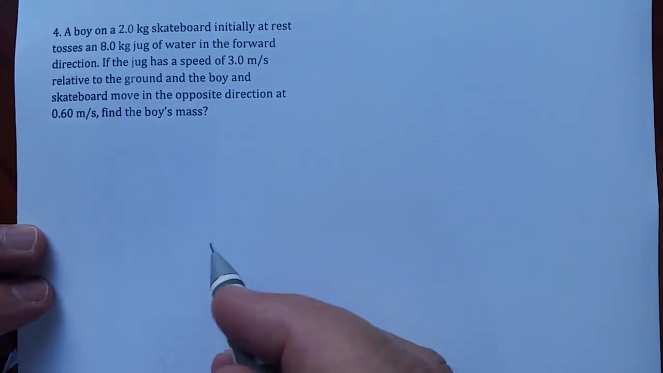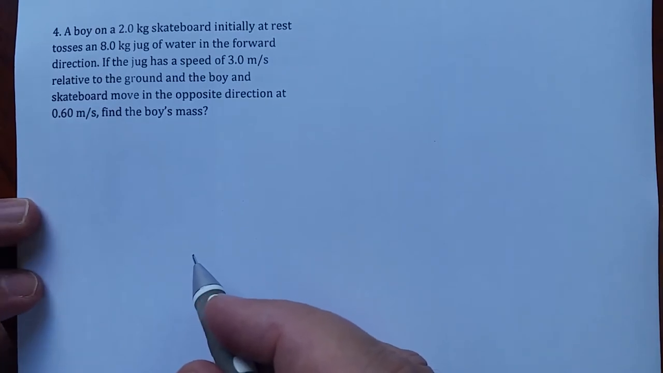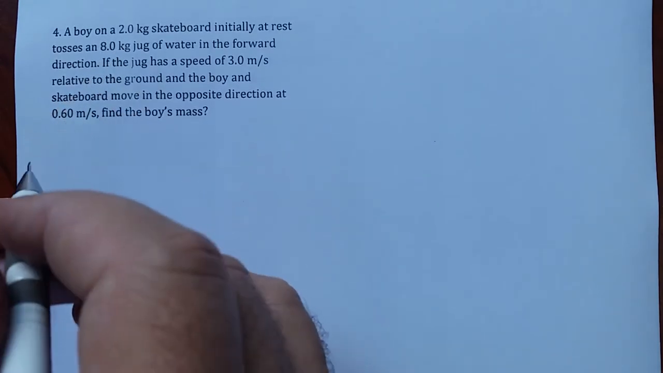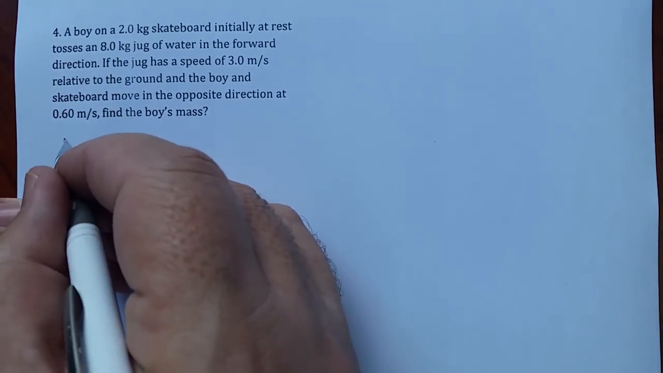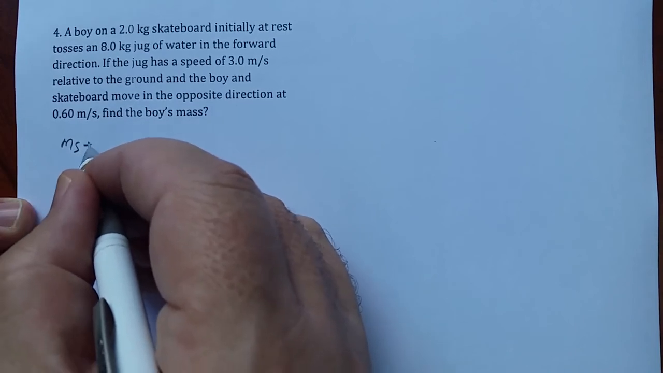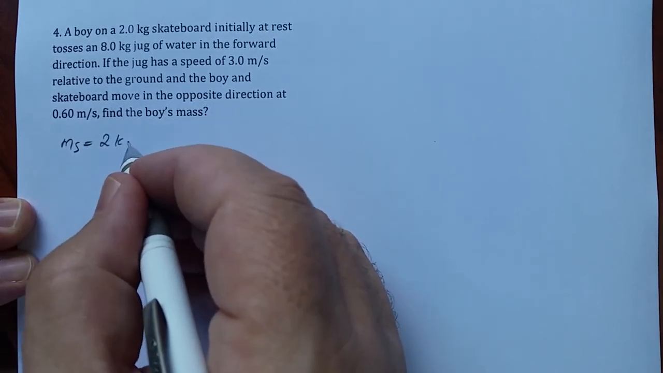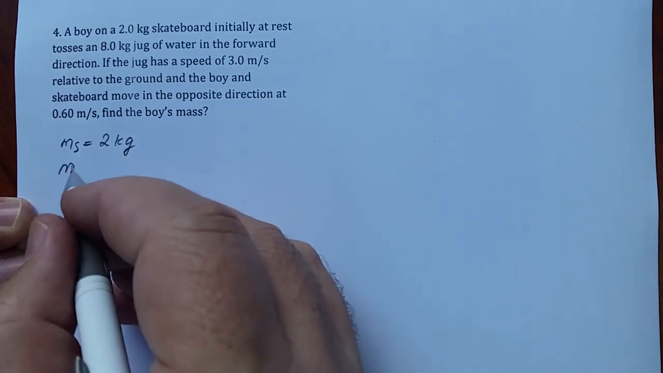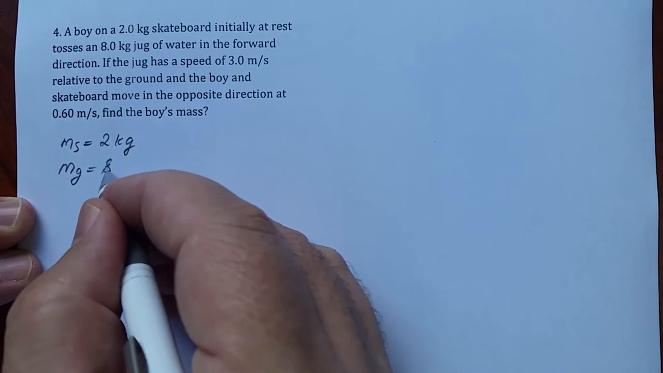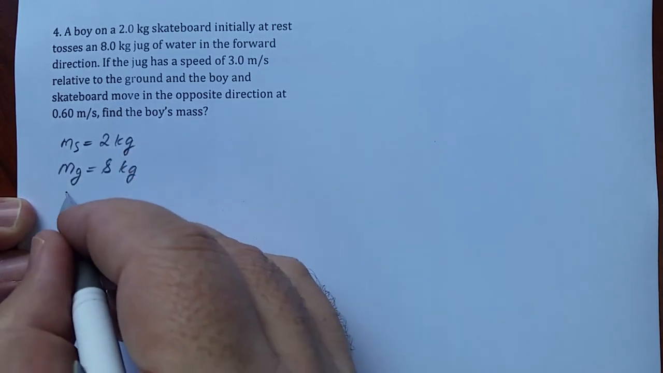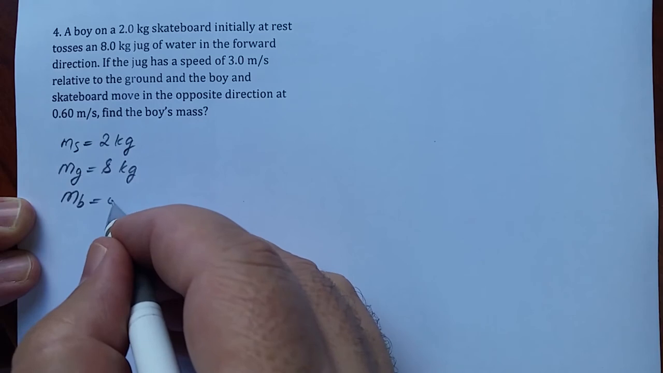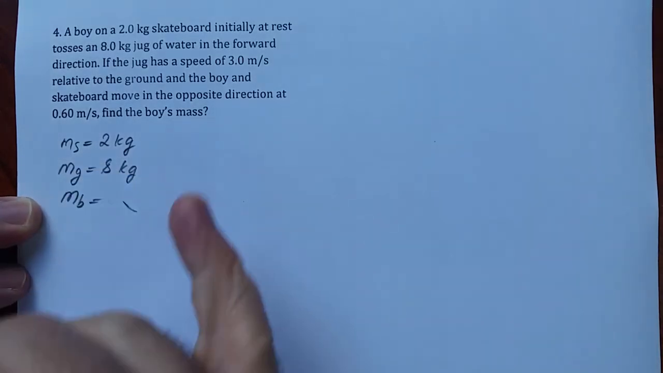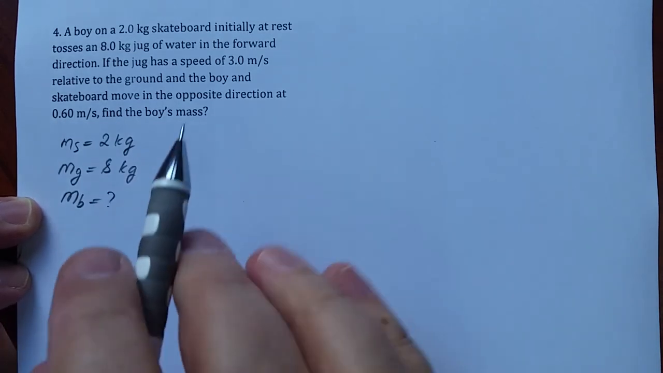Last solution about conservation of linear momentum, practice 5. A boy on a skate throws a jug. The mass of the skate is given, it is equal to 2 kilograms, and the mass of the jug is equal to 8 kilograms. The mass of the boy, of course he holds it, is not given; it is wanted in the question.